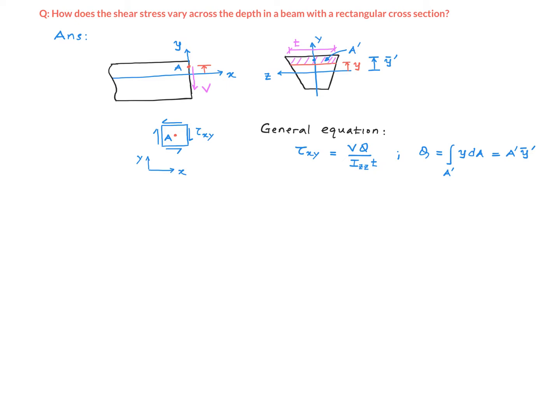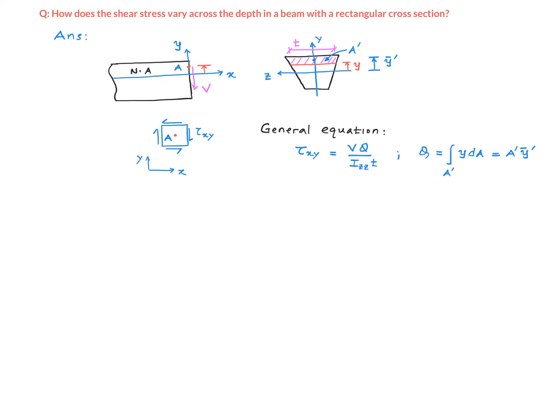Here we have a horizontal beam with a trapezoidal cross-section like this. The x-axis here is the neutral axis. If you recall, the neutral axis passes through the centroid of the cross-section, right? And the y and z axes are shown on this cross-section here.